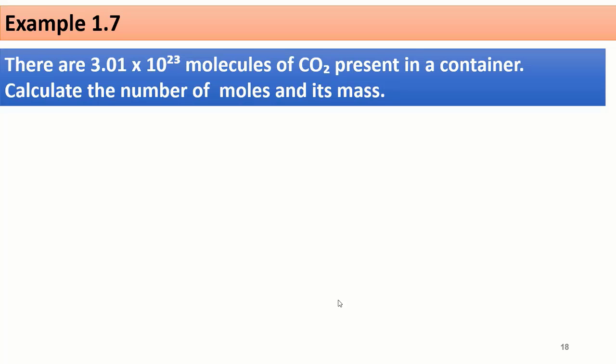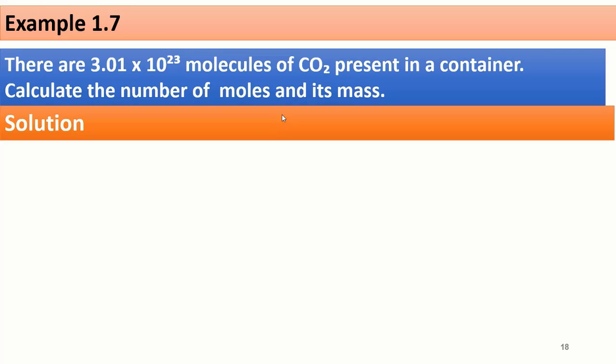Now let's solve the other example. Example 1.7 of chapter number 1. The statement of the example is that there are 3.01 into 10 raised to power 23 molecules of carbon dioxide present in a container. There is a container in which 3.01 into 10 raised to power 23 molecules of carbon dioxide are present. Now what we have to do? We have to calculate the number of moles and its mass. We have to find out its number of moles and then its mass.